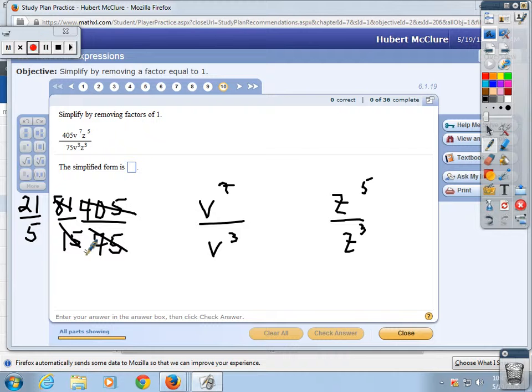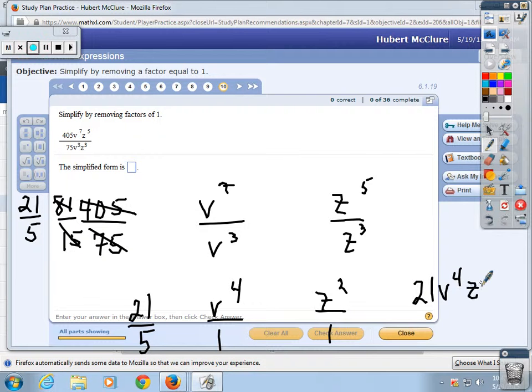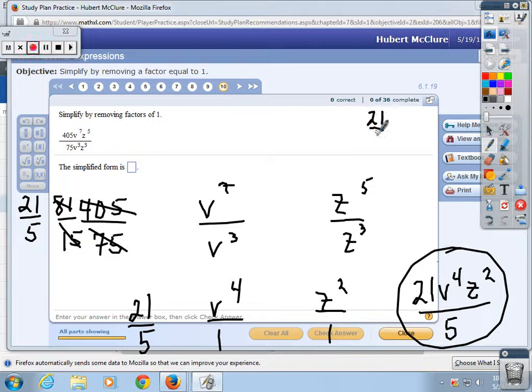What's 7 minus 3? B to the 4th over 1. And this is 21 over 5. And what's 5 minus 3? Z to the 2nd over 1. So your final answer is 21 B to the 4th Z squared over 5. Or you could write it 21 fifths B to the 4th Z squared. Either way.